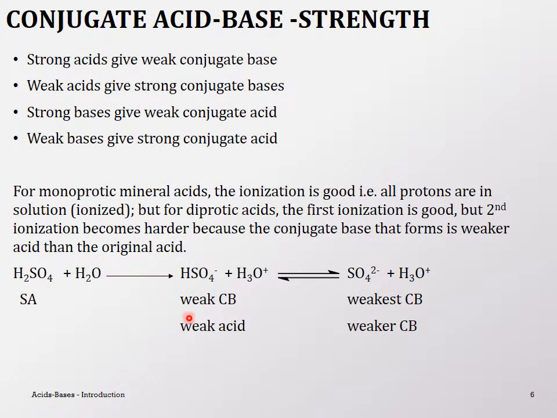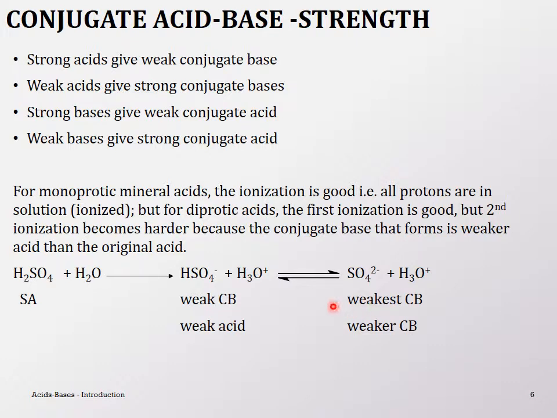So for example, when we have these kinds of reactions going on with sulfuric acid, this is just an example. You have a strong acid. Sulfuric acid is one of the strongest acids that we have. So sulfuric acid will ionize to give HSO4-, which is a weak conjugate base, and it's also a weak acid. This weak conjugate base can give one more proton, and so this gives you the sulfate ion. So the sulfate ion is an even weaker conjugate base.